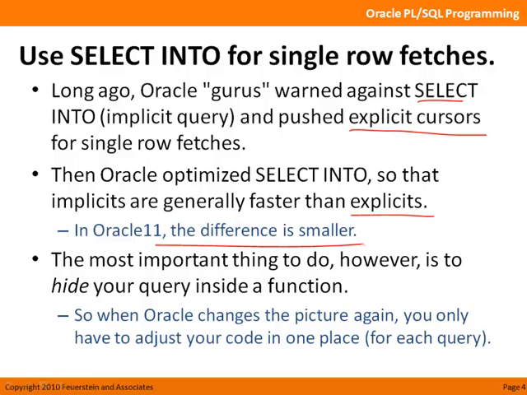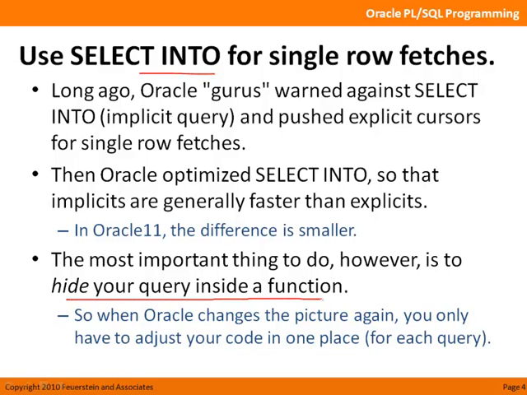But my feeling is that the most important recommendation here is not using SELECT INTO versus explicit, but hide your query inside a function, so that if Oracle changes the picture again, if they say, well, starting in Oracle 13, explicit cursors are now faster than implicit, or they have an entirely new method for getting a single row, you will only have to adjust your code for that query in one place. So yes, today, Oracle 9, Oracle 10, Oracle 11, use SELECT INTOs for single row fetches, but put that single row fetch inside a function and call the function instead.